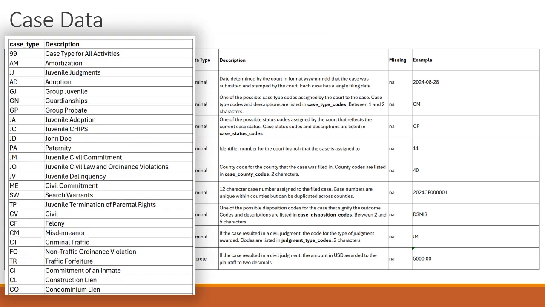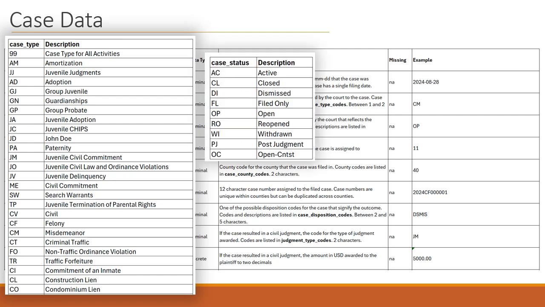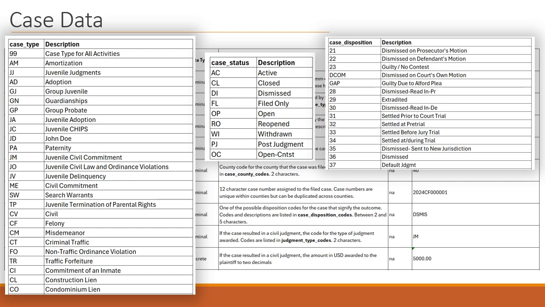And then this is an excerpt of possible case type codes. For example, cases can be civil, felony, misdemeanor, and things like that. These are the possible case status codes, which include statuses like open, closed, and dismissed. And this is an excerpt of possible case disposition codes. For example, you'll see outcomes like dismissed or settled at pretrial.